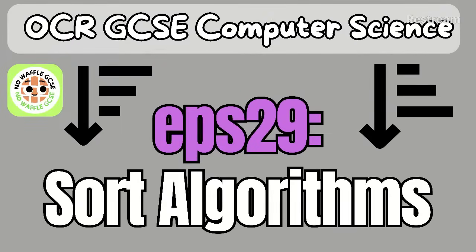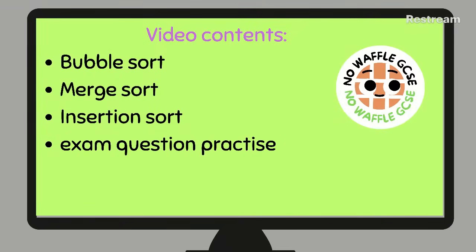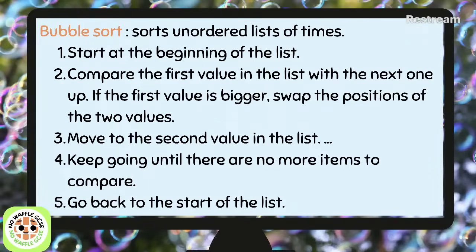Moving on to looking at sort algorithms. So you've got bubble sort, merge sort, insertion sorts, and we'll look at those in depth. So with a bubble sort, you're sorting any unordered list, for example, a list of times. So it's important to remember a bubble sort is unordered. So you start at the very beginning of the list, you compare the first value in the list with the next value in the list. If the first value is bigger, you're going to swap the positions, it bubbles up, and you then move on to the second value in the list.